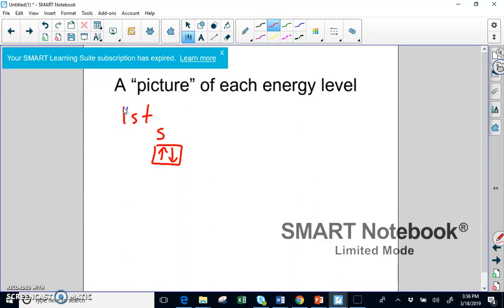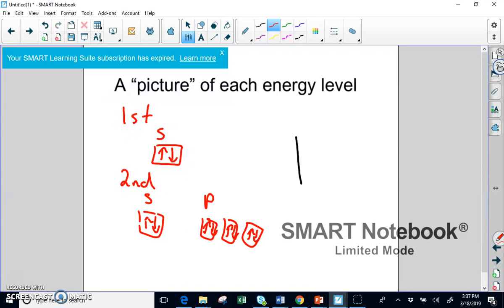Now the second energy level has 2 sublevels. One is S and one is P. S has one orbital which can hold 2 electrons, and the P sublevel has 3 orbitals, each of which can hold 2 electrons. And again, I'm drawing the arrows up and down because they spin in opposite directions. Then we have, and I'm going to scroll down more if I can.